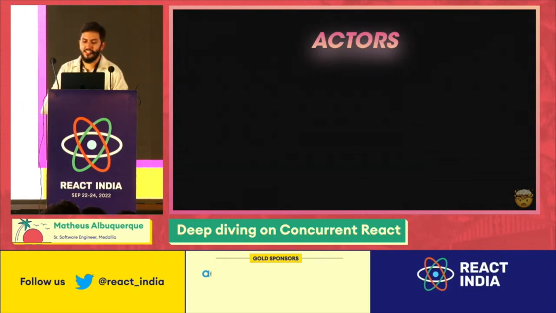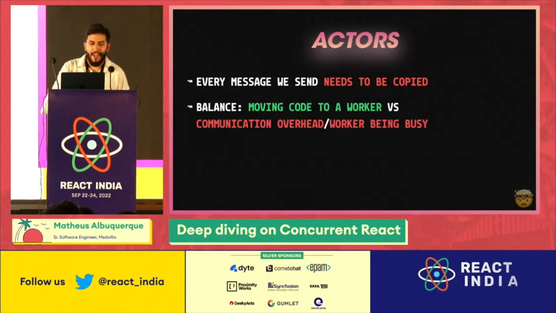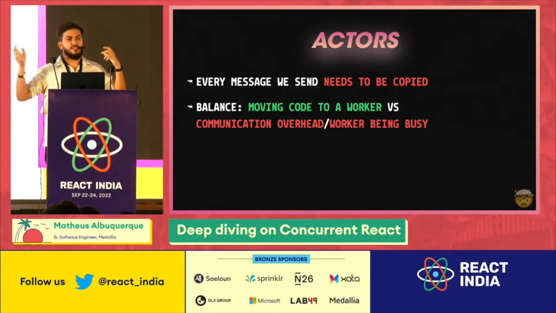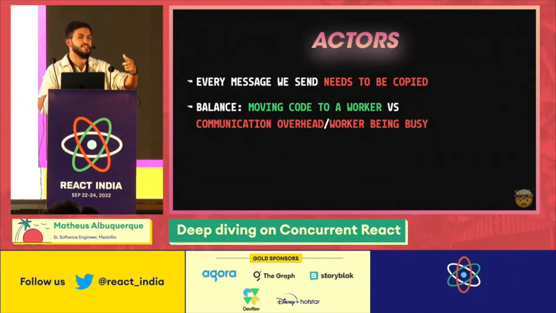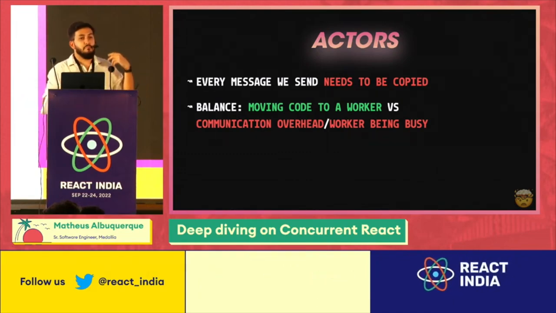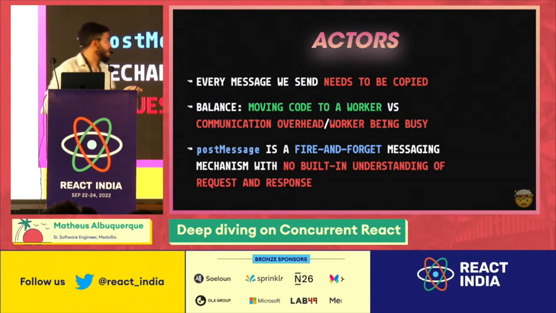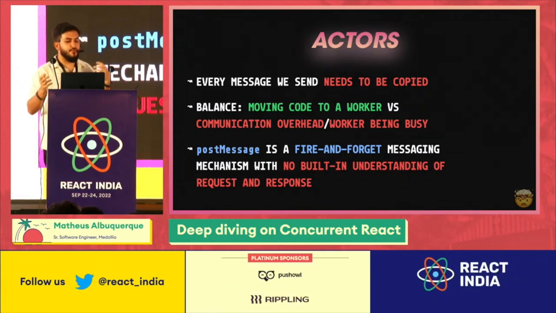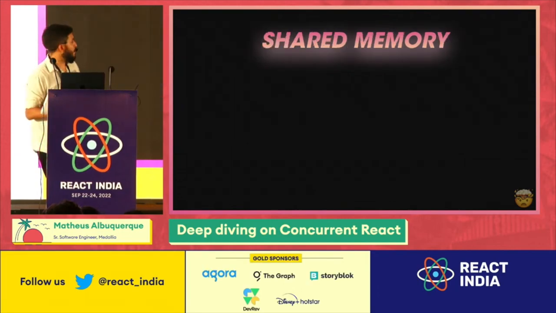The other thing about actors is every message we send needs to be copied so that it works. If you've done workers, you know that. We end up having to balance: we want to move code to a worker so that we can optimize and offload the main thread, but at the same time, we have this communication overhead, and also we have to handle, for example, whether that worker is busy handling something else that it got from somewhere else. And the last thing is that postMessage, the method we have, is a fire and forget mechanism. So there's nothing out of the box that allows you to, for example, track requests and responses, and whether something failed.